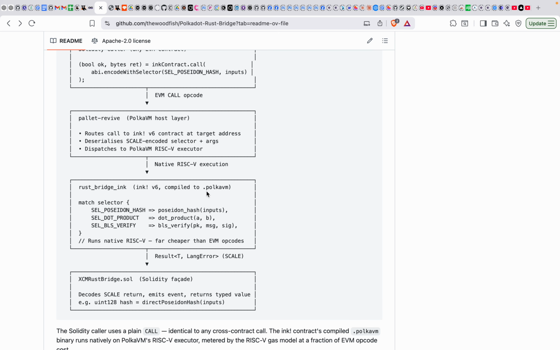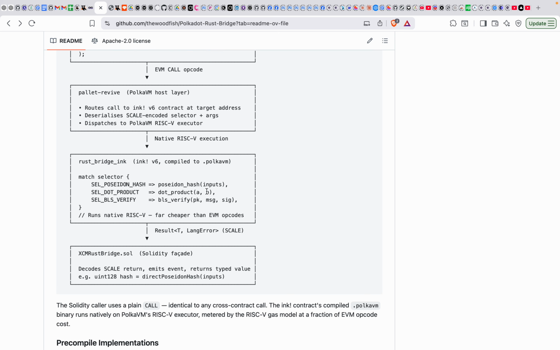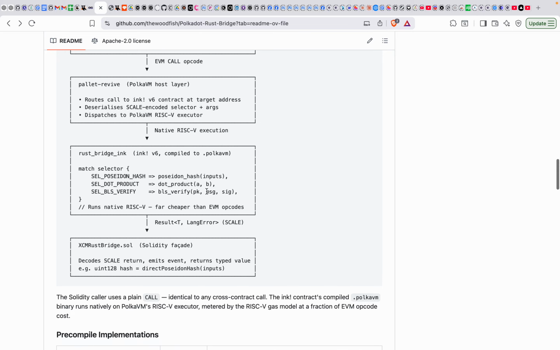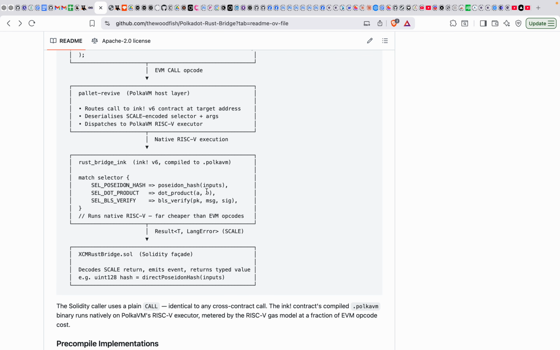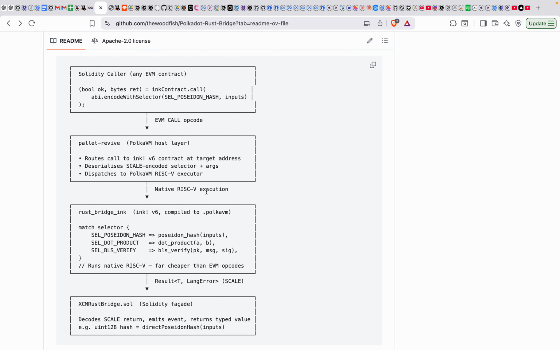It also prepends the Ink function selector, a 4-byte Blake2 hash of the function's name, analogous to Solidity's own selector scheme. Second, the encoded calldata gets dispatched to the Ink contract. There are two paths. The primary demo path uses Pallet Revive's key feature, which is that every Ink contract gets a deterministic EVM address derived from its Polkadot account ID. The bridge does a plain address.call, a normal EVM low-level call, and the runtime routes it into Rust.